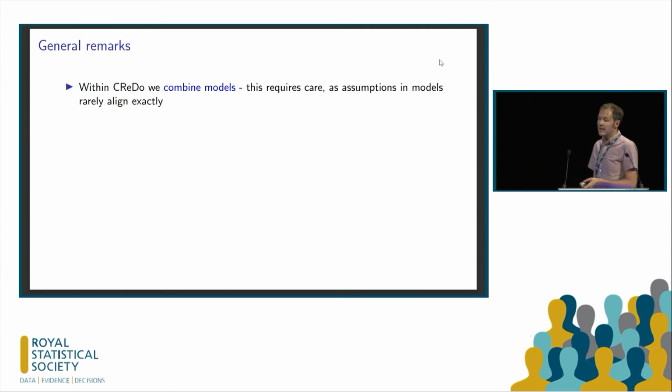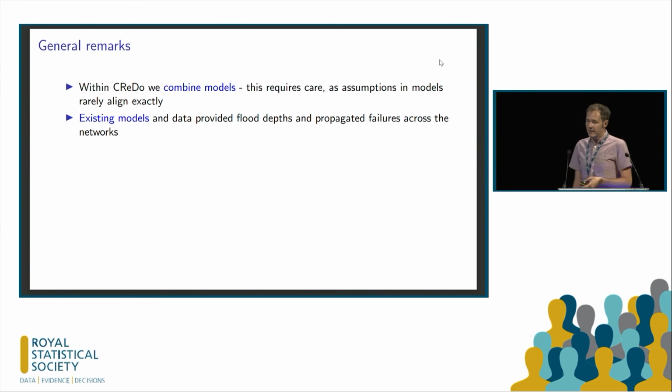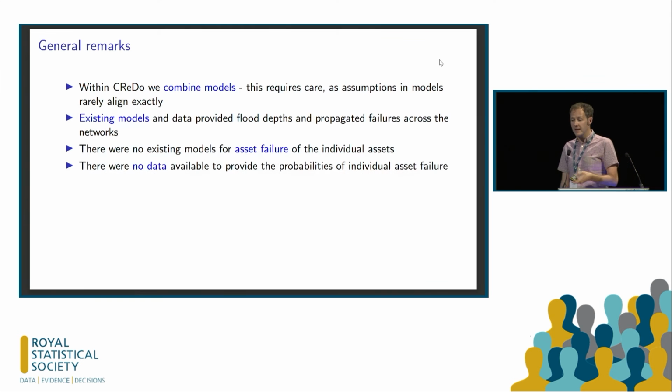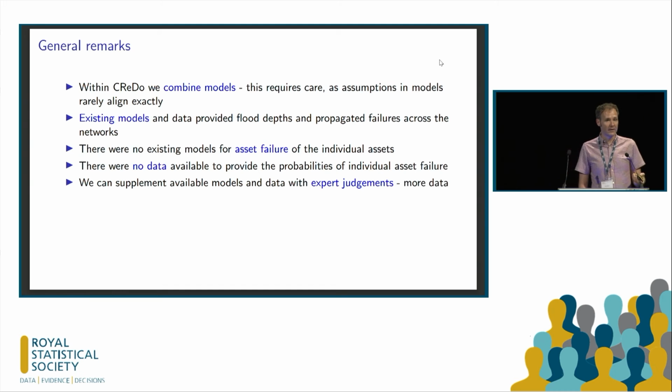So to wrap up very quickly, within Credo and within other digital twins like the one we heard earlier, we're combining models. This is a really difficult thing to do because these models have their own logic, their own assumptions, their own granularity, and if you combine them without thinking very carefully about these things, you're going to end up with nonsense at the end. Existing models and data provided some of what we need, but not all of it. In that situation, asking experts is often the best thing that you can do. The way I think about this is experts are just providing you with a different source of data. It's got different properties, but it's just a different type of data.